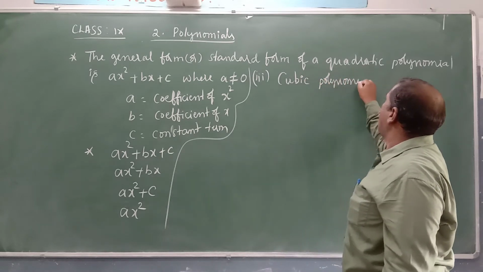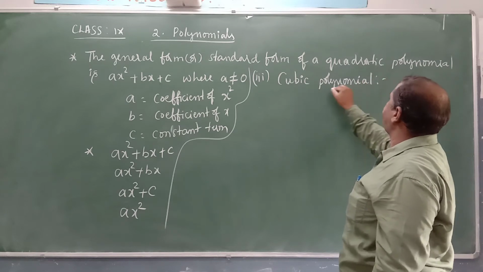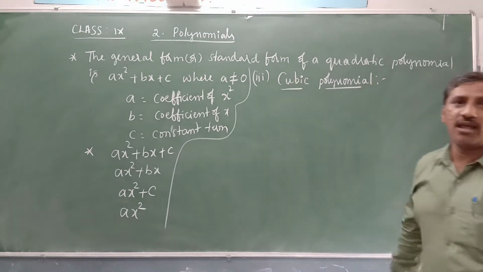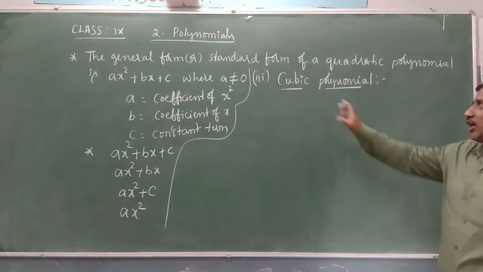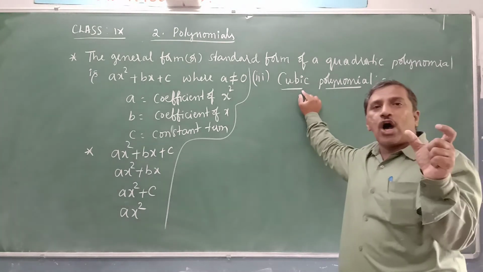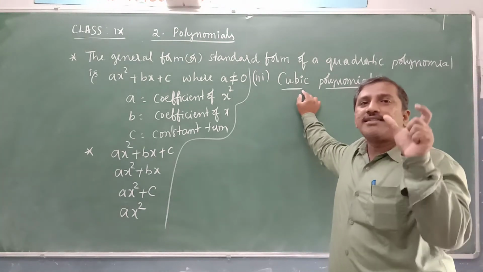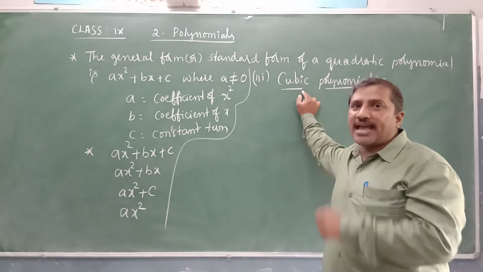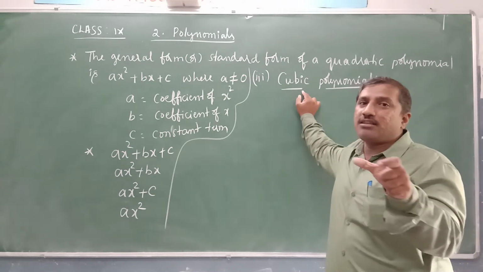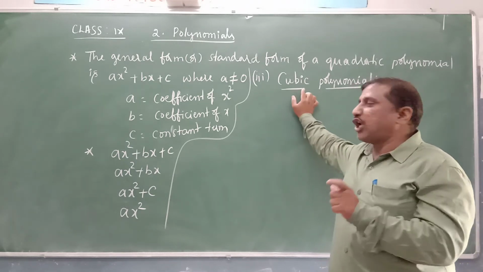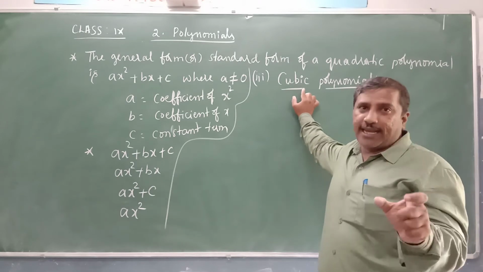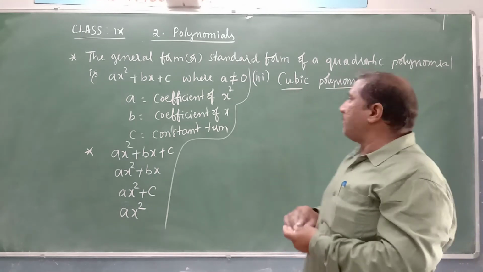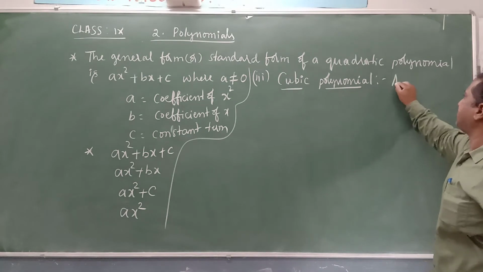What is a cubic polynomial? A polynomial with degree 3. A cube has how many dimensions? It is a three-dimensional figure, with length, breadth and height, like a cuboid. So here cubic represents degree 3. So a cubic polynomial means a polynomial with degree 3.